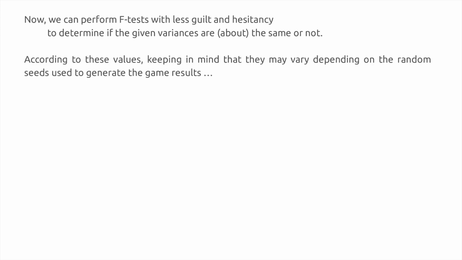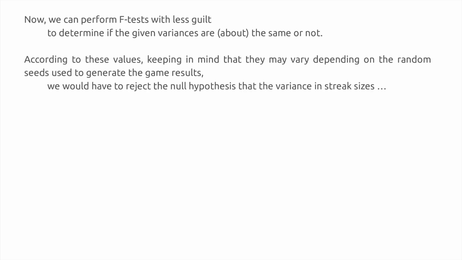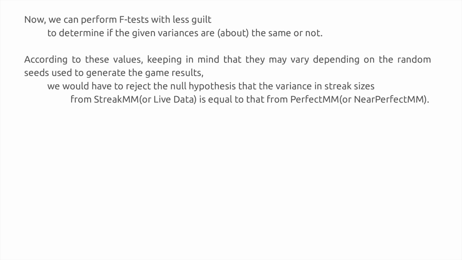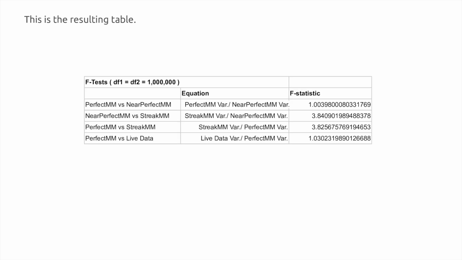According to these values, keeping in mind that they may vary depending on the random seeds used to generate the game results, we would have to reject the null hypothesis that the variance in the streak sizes from streak mm or live data is equal to that from perfect mm or near perfect mm. This is the resulting table, where the f-test statistics are all above 1, which may mean that the variances may not be equal.